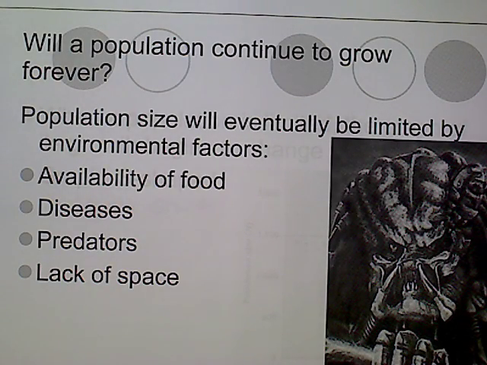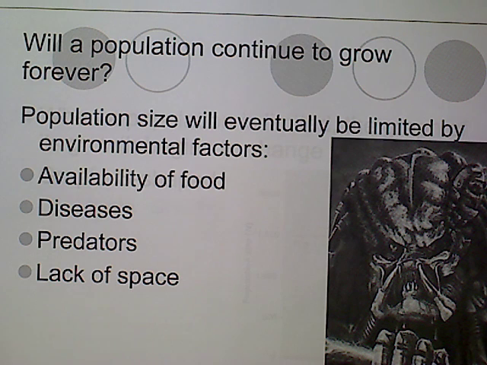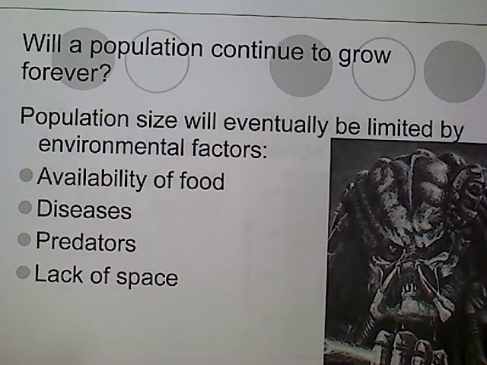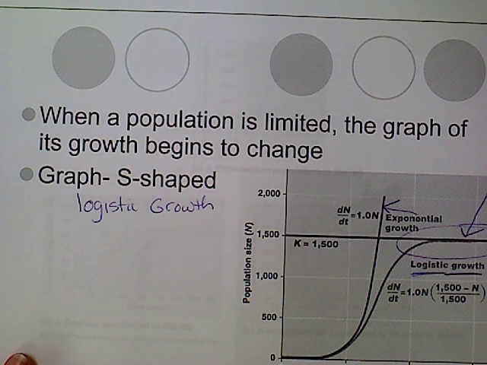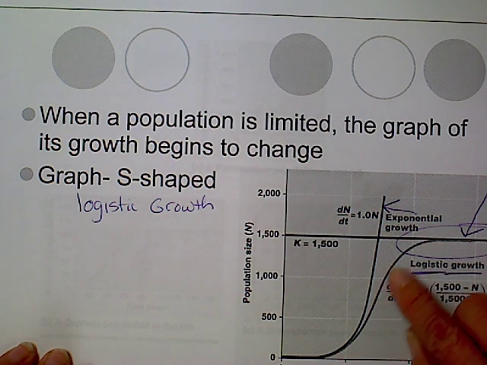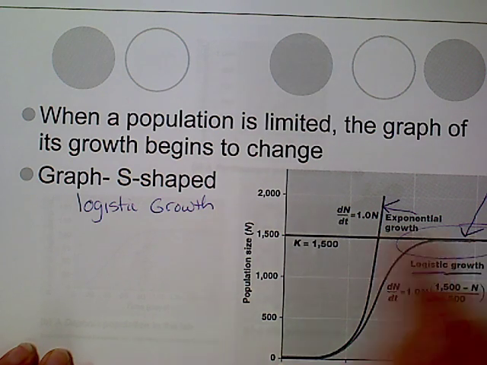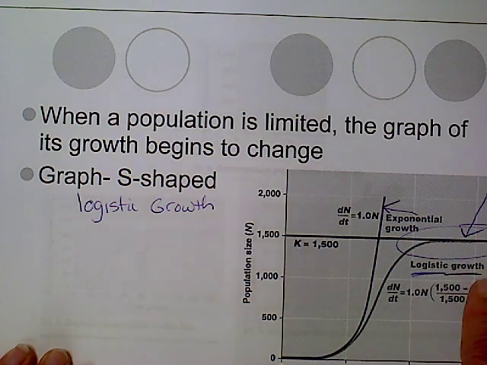Populations cannot grow exponentially forever, and the reason for that is that we have environmental factors that are going to limit it, such as amount of food, diseases, predators, lack of space, and competition. There'll be a lot of other things that come into play that are going to stop those populations from growing like crazy. When a population is limited, the graph begins to change. Your J graph starts to balance off into an S graph. And that S graph is called the logistic growth graph.